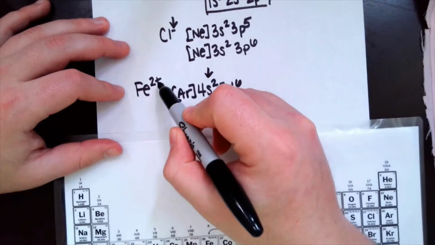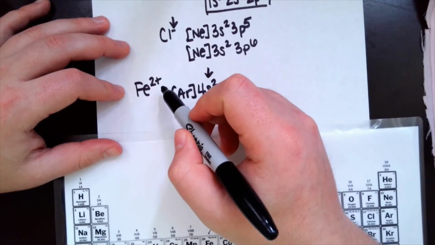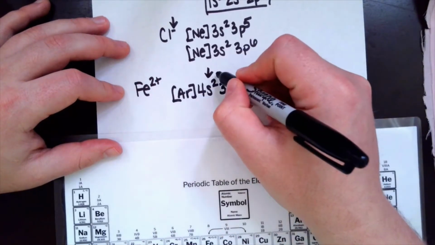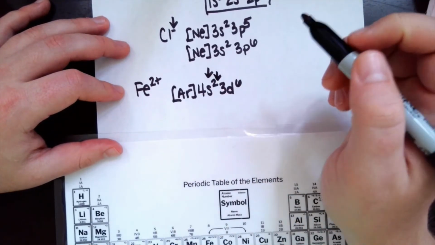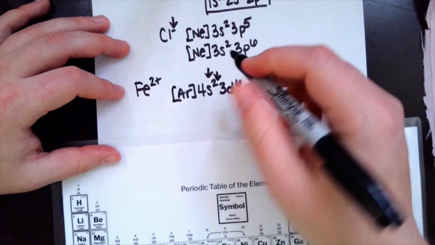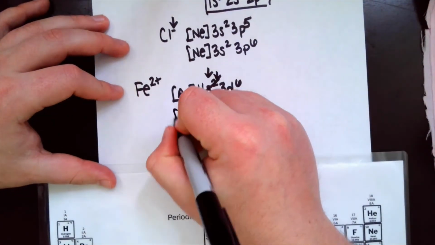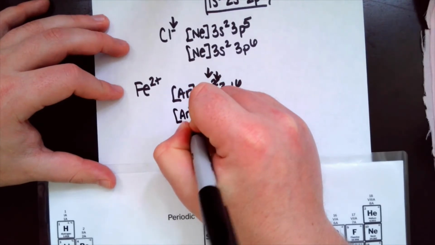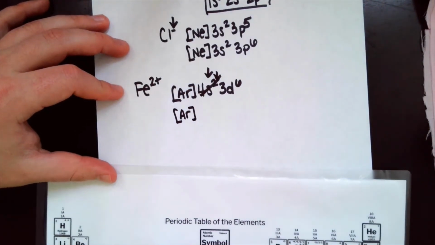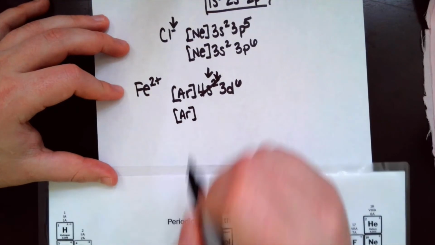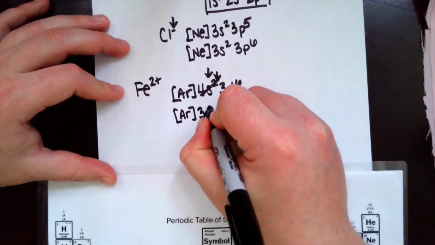So iron 2+ means that it has to lose 2 electrons. We have 2 electrons in the 4s subshell, so we're actually going to lose those first. So we basically kick that out of there. So our final answer for the electron configuration for iron 2+ would be argon 3d6.